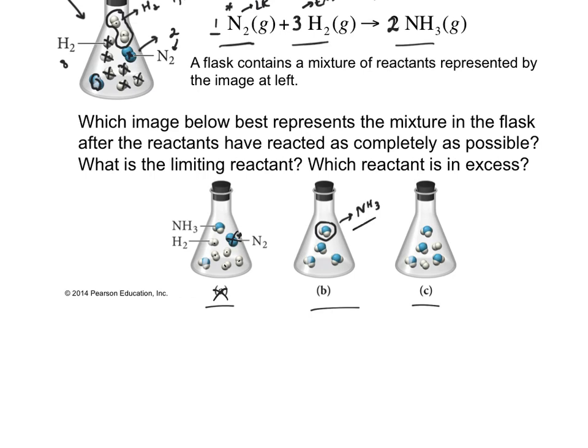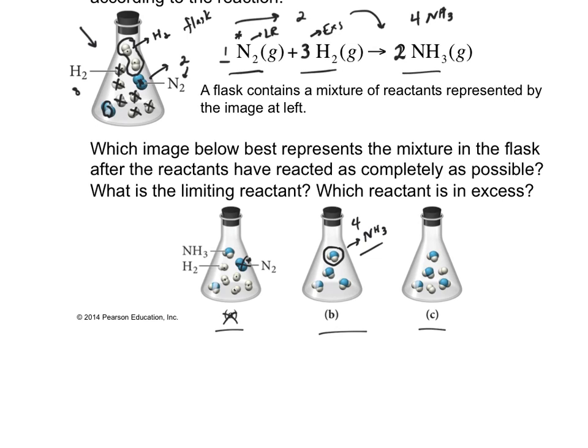In B, we have our 4 products, our 4 ammonias, but remember there's still 2 of those white balls left over, the excess reagent, which was hydrogen. Those also need to be represented in our correct flask, right? So it can't be B because that excess reagent isn't there.